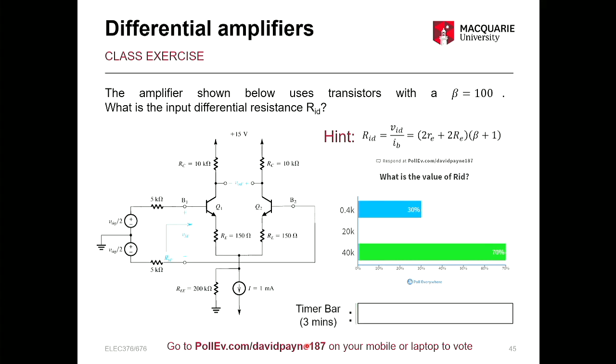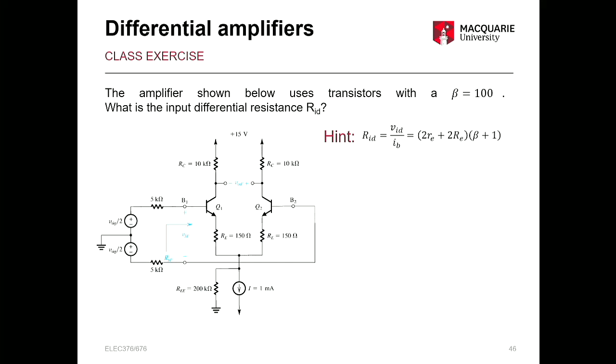All right, so the correct answer should be 40K, or it's 40.4K, but of the ones there, it would be 40K. So I'll go through how we got there. Perfect. All right, that's the screenshot we'll show. So let's have a look at that.